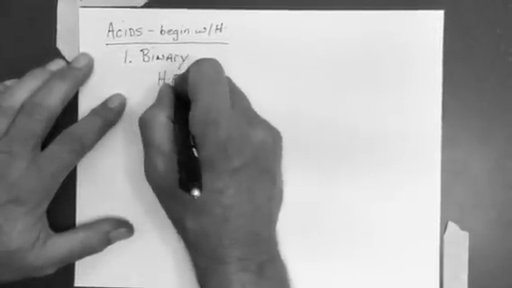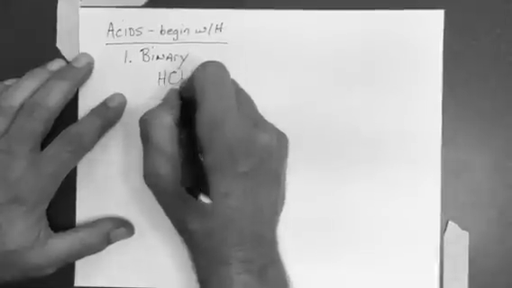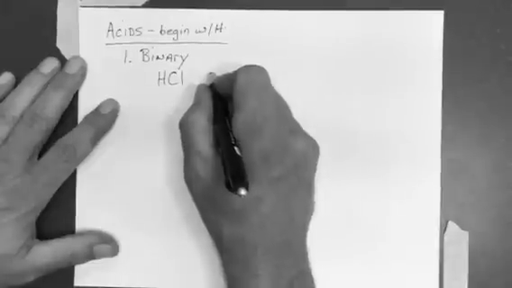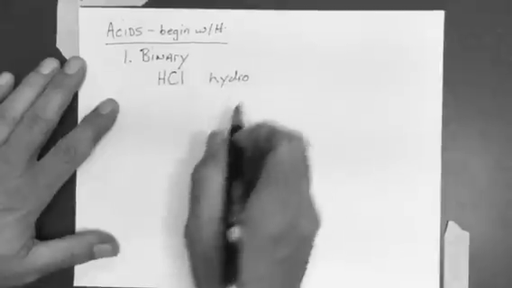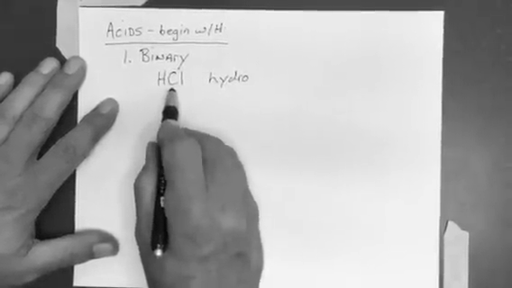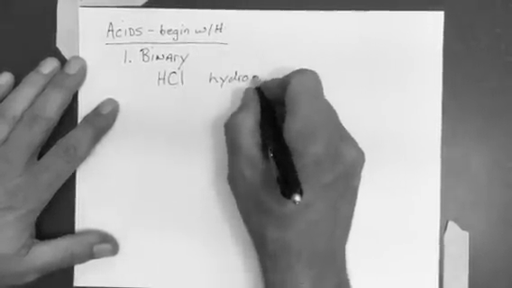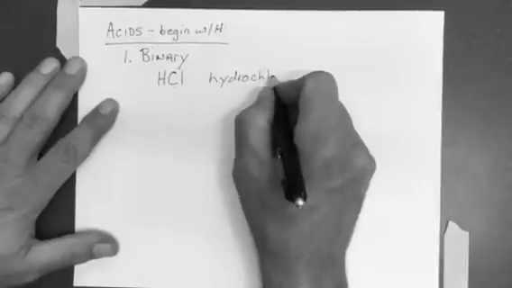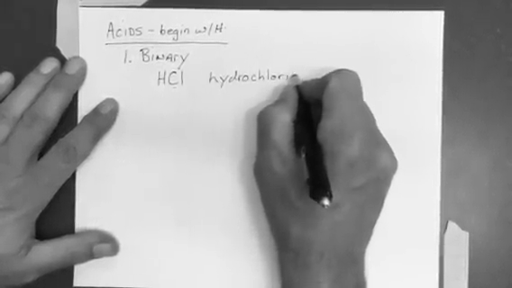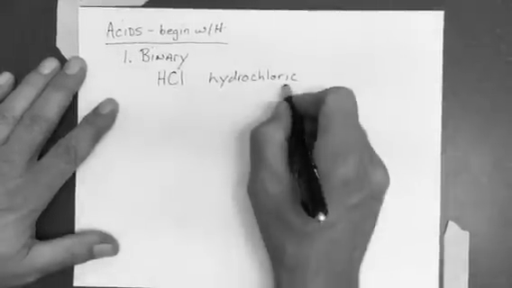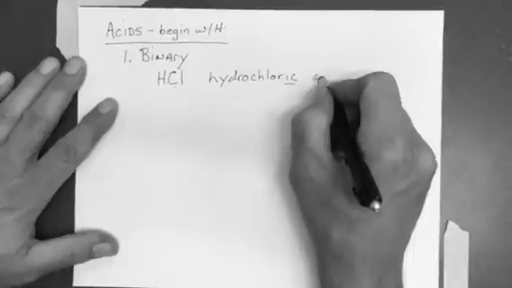The most common one that we're going to use is HCl. You may have used it in biology. I think we even used it this year in a lab. So here's how you would name it. You're going to add the prefix hydro, and then we're going to name this element. So that's chlorine, but we're going to change the suffix to ic. So instead of calling it hydrochlorine, we're going to call it hydrochloric acid.